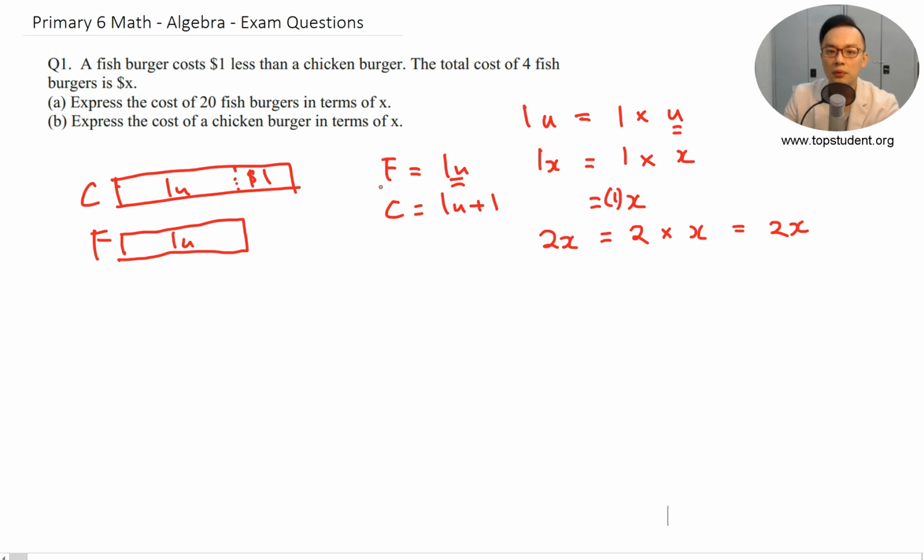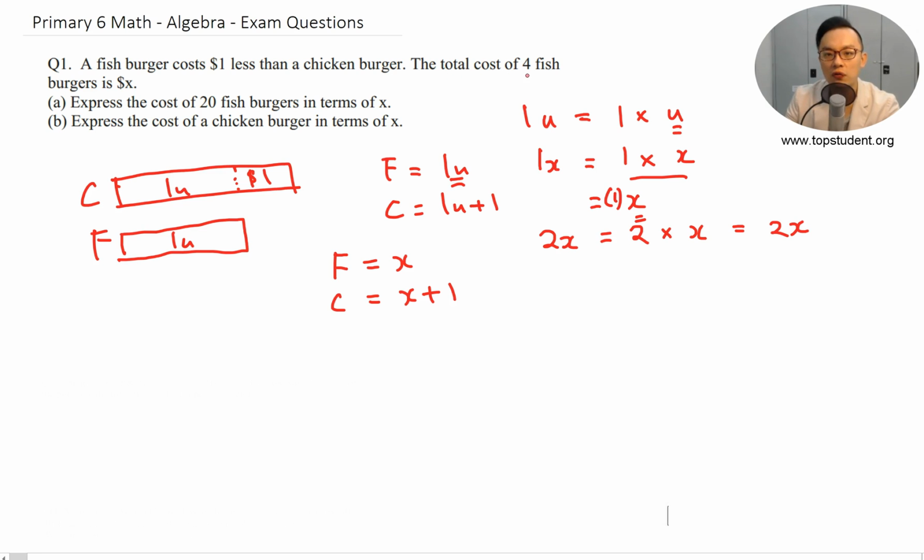Let's take a look at the fish again. Fish is 1U, so I can change 1U into 1X, and instead of 1X, I just write X. So fish is X, chicken is X plus 1. That's what fish and chicken are.